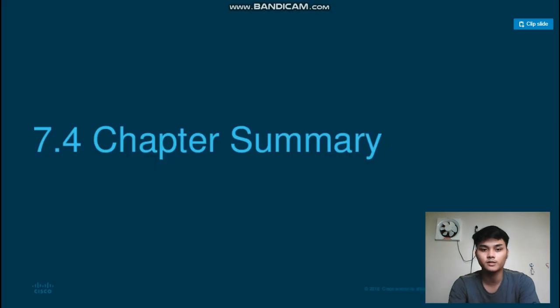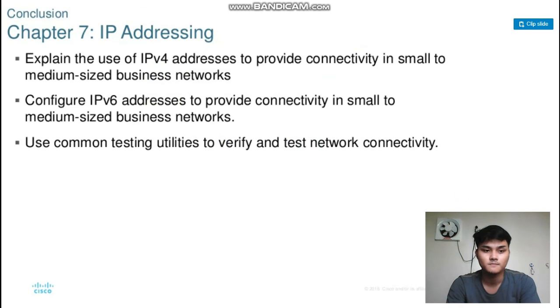Okay, so here's the chapter summary for chapter 7. Explain the use of IPv4 addresses to provide connectivity in small to medium-sized business networks, and configure IPv6 addresses to provide connectivity in small to medium-sized business networks. Use common testing utilities to verify and test network connectivity.